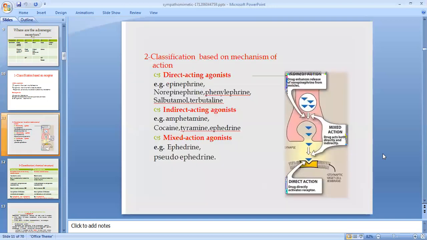The second classification is based on mechanism of action: direct acting agonists, indirect acting agonists, and mixed action agonists. Direct acting agonists are epinephrine, norepinephrine, phenylephrine, salbutamol. Indirect acting agonists are amphetamine, cocaine, tyramine. Mixed action agonists are ephedrine and pseudoephedrine.